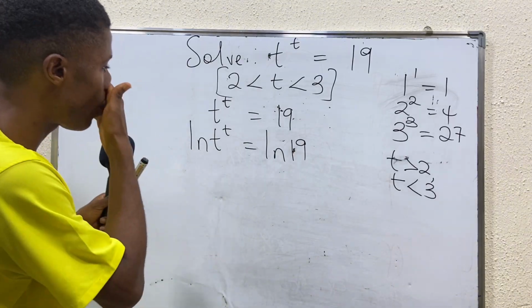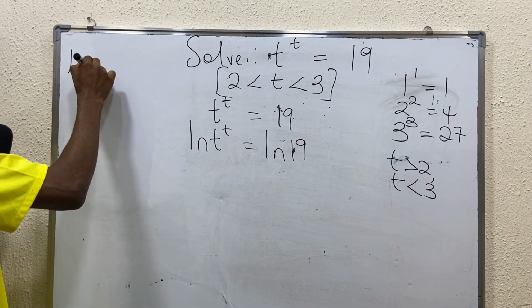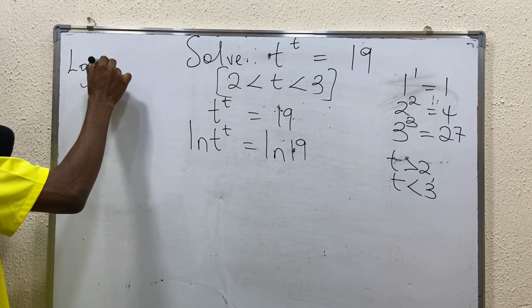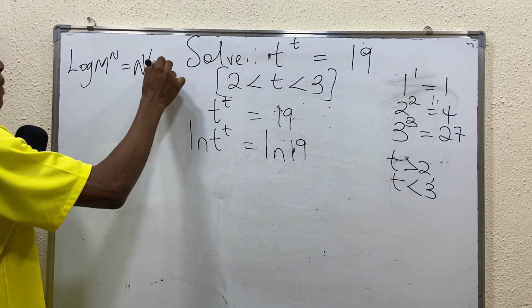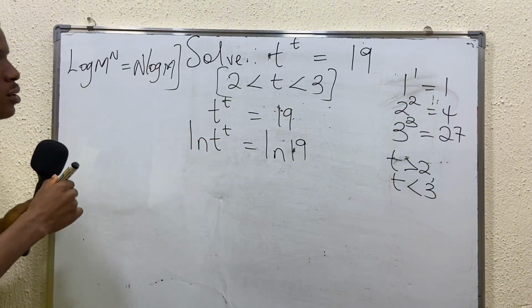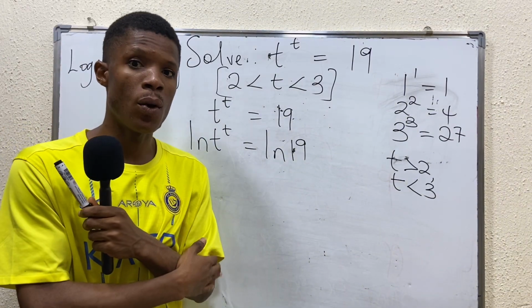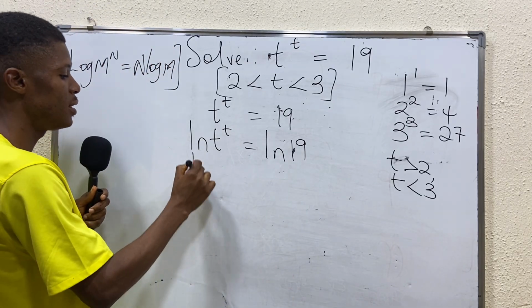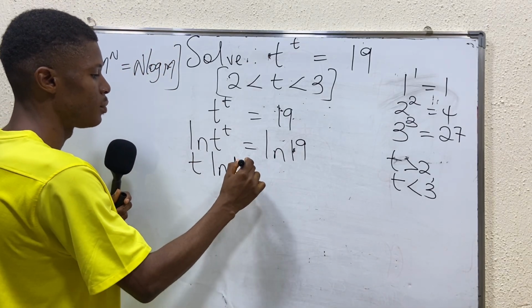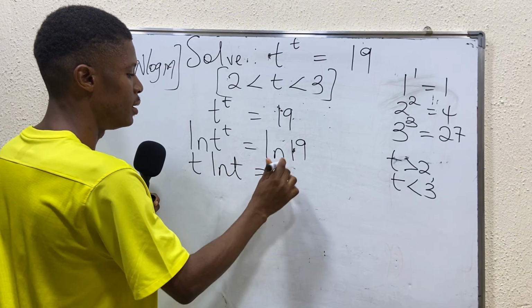You know the rule of logarithm: when you have log of m to the power of n, it is equal to n log m. That's one of the laws of logarithm. So we are now permitted to multiply the power t by the log. So what do we have? We have t ln t is equal to ln 19.